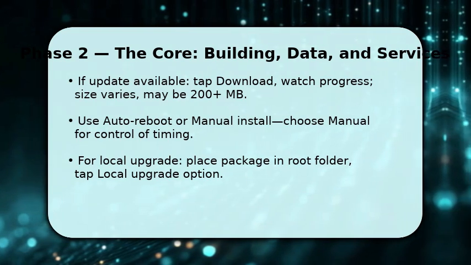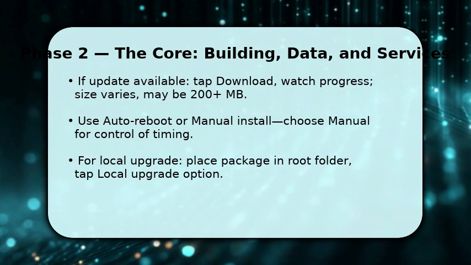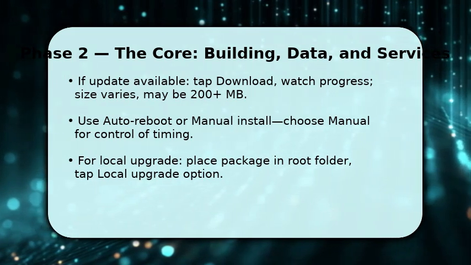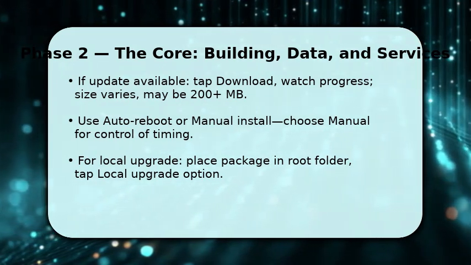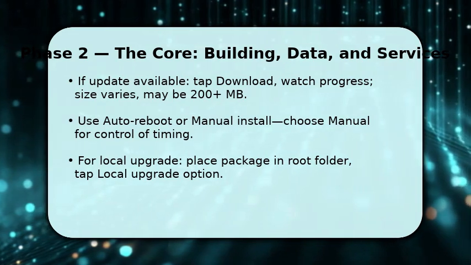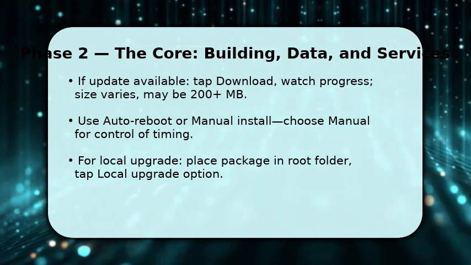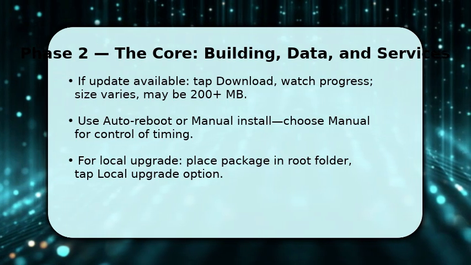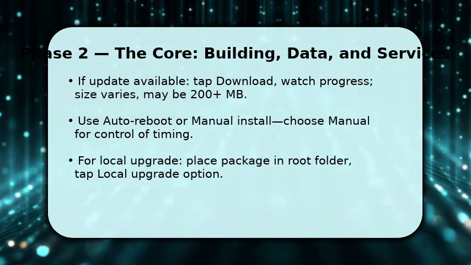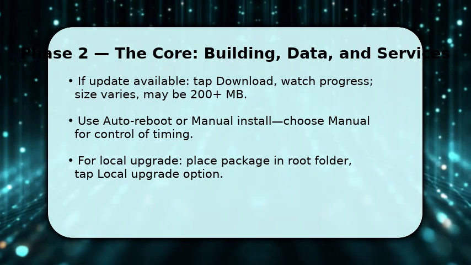If you prefer control, choose Manual Install so you can start at a convenient time. Otherwise, let Auto Reboot handle it. For a local upgrade, place the official package in the phone's root storage, open System Updates, tap the 3 dots and select Local Upgrade. Make sure you do not interrupt the install. Once it starts, let the phone reboot and apply changes.